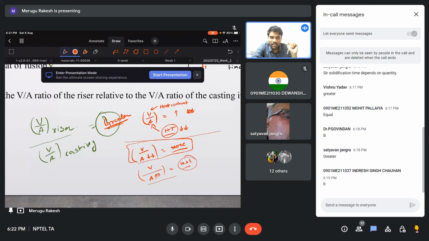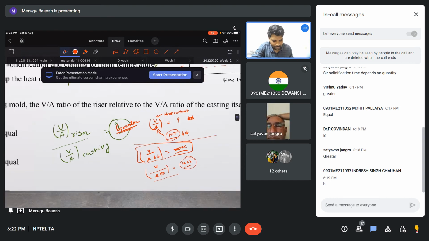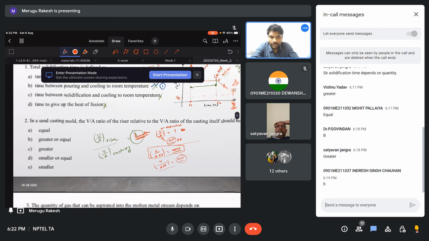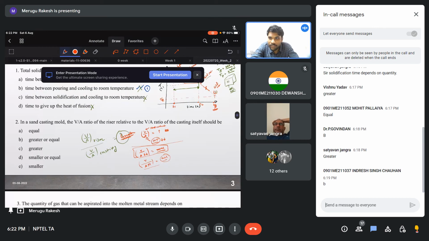I hope everyone is clear with this. Any doubts you can ask me now. There was one person who answered B, greater or equal. No, it should not be equal, because if it is equal, the main goal of using a riser is lost. Both will be solidifying at the same time, but we need the riser to solidify at the end, so it should be greater. Option C is the correct answer.